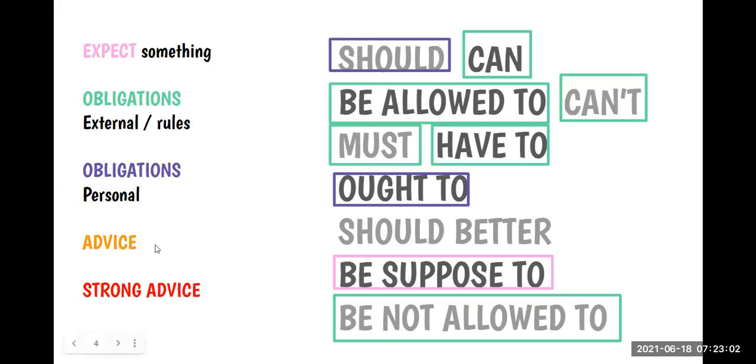Okay. Then we have advice. Which of them do we use for advice? Should, better. Any other ideas? Which other can we use for advice? For advice, we use should and ought to. The same that we use for personal obligations. Okay, should and ought to.